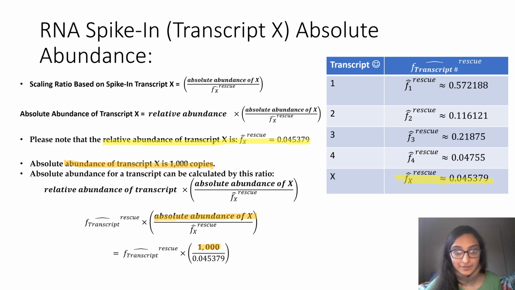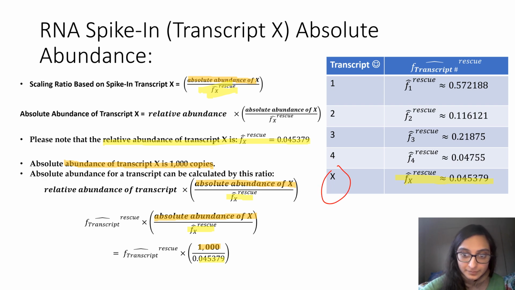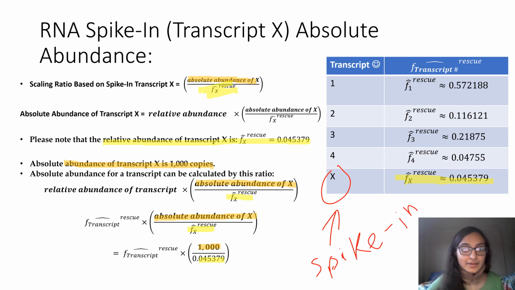And then we have the relative abundance, which is here. This is our scaling factor that I was mentioning. So we know the absolute abundance, and we know the relative abundance of our spike-in, which is X. So X is our spike-in transcript. It's our control. We just added it in, and that's our spike-in control.